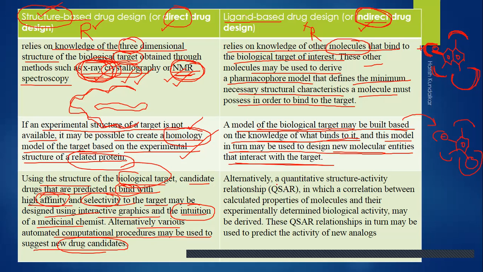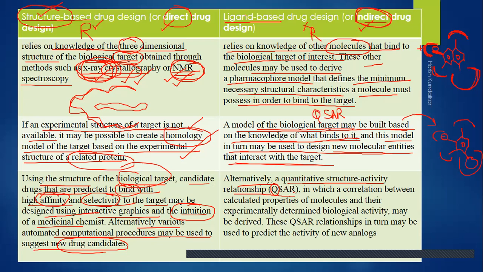Okay. Alternatively, there are other methods also which are used in drug design. So for instance, QSAR, that is quantitative structure activity relationship. Now we all have studied SAR in our earlier standards, in our B.Pharm maybe. So SAR is structure activity relationship. But here we are talking about QSAR. Q indicates quantitative structure activity relationship.